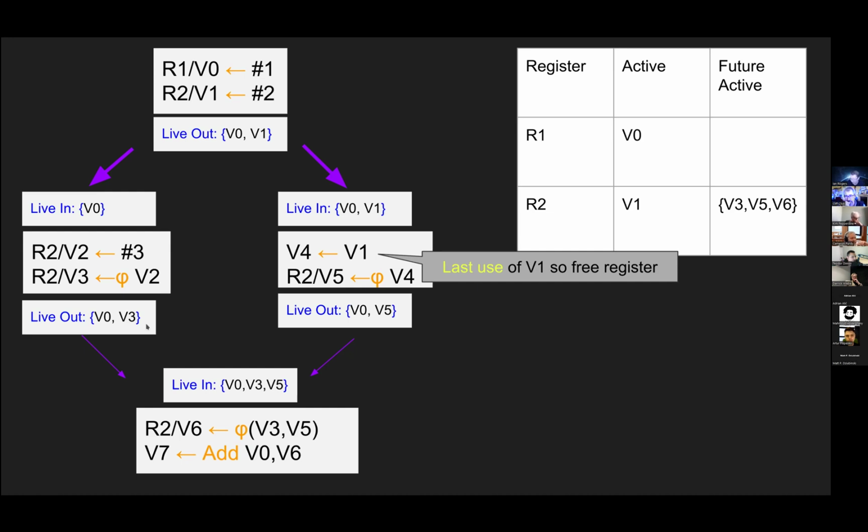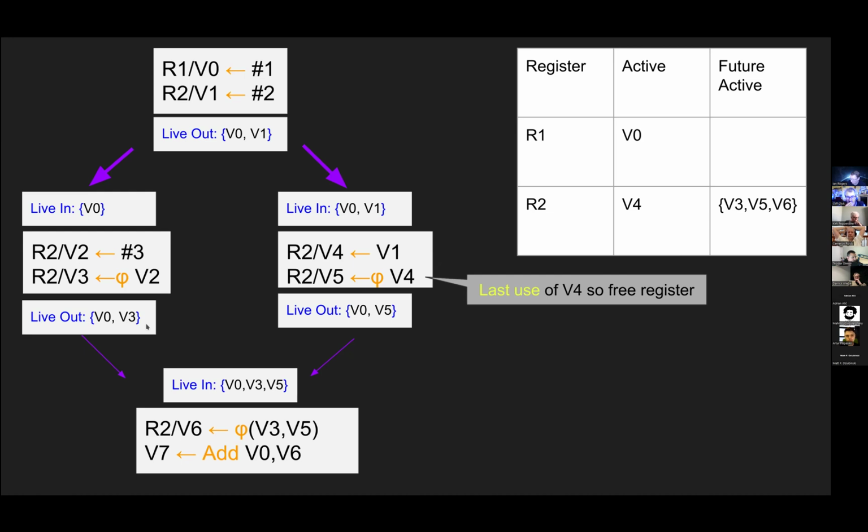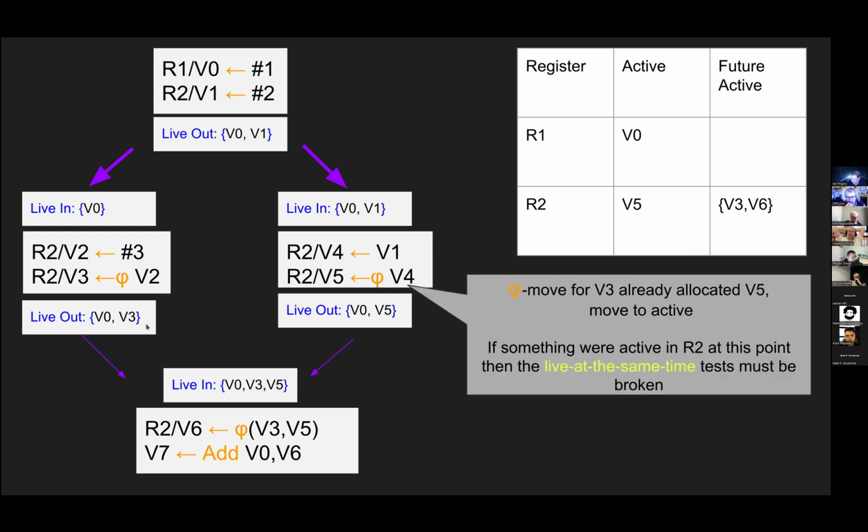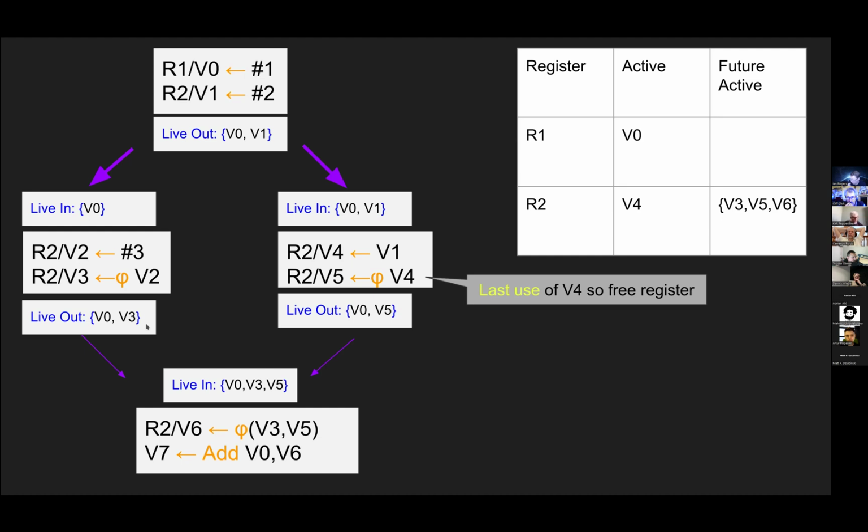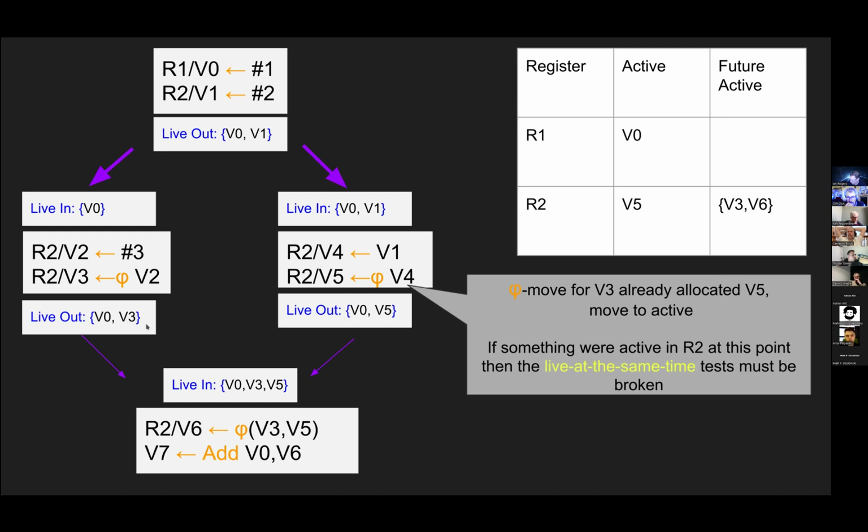Okay, now we've got the last use of v1 here, so we can free the register. So R2 is no longer in use, and now we need to allocate v4, and R2 is sitting there temptingly, but we've got to do the live at the same time tests, which would be against v3, v5, and v6. So we allocate v4 into R2. Now we've got the last use of v4, and so we can free the register, and here we've got the phi move of v4 into v5. v5 was already allocated; it was in the future active, and so all we need to do in this case is just move v5 from future active into R2.